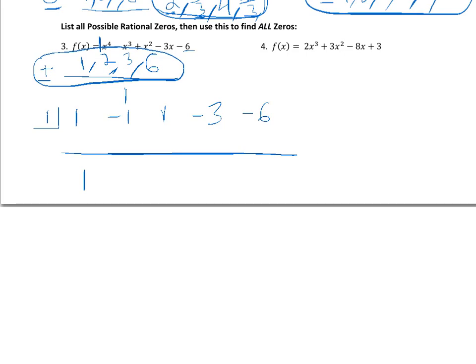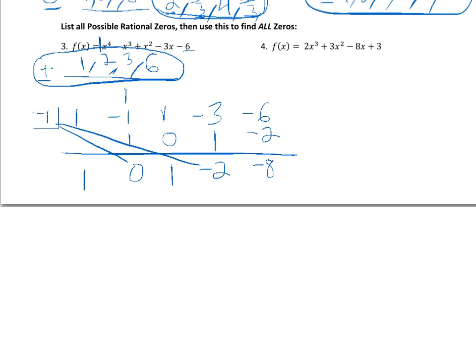I would do this in pencil because I'm going to do some where we don't get a remainder of 0 and we're just going to do it over again. All right, so then 1 times 1 is 1. I add these, I get 0. 0 times this 1 is 0. Add this, we get 1. 1 times 1 is 1. Negative 3 plus 1 is negative 2. 1 times negative 2 is negative 2. Add this, we get negative 8. This does not work. So that means I have to try something else.